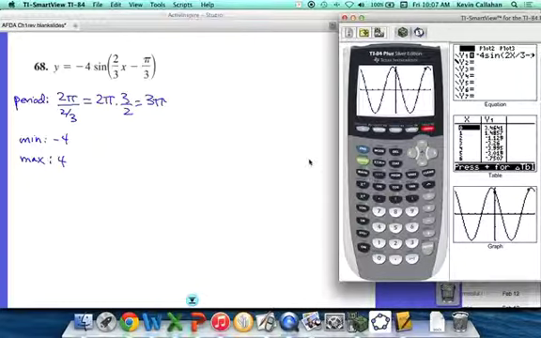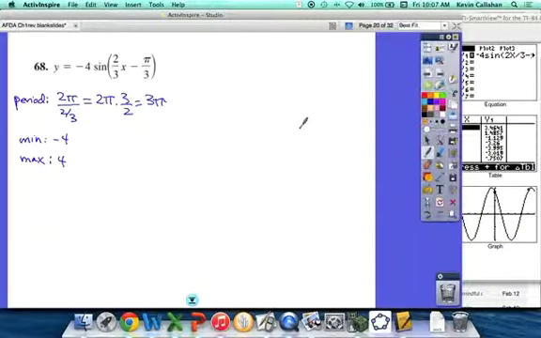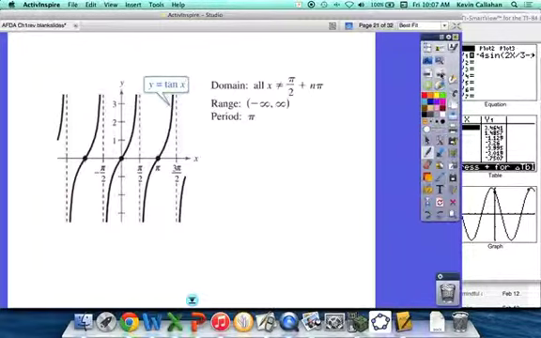So there's 2 homeworks like that. It's purely a calculator exercise once you've calculated the period, the min, and the max. I don't know what's next.